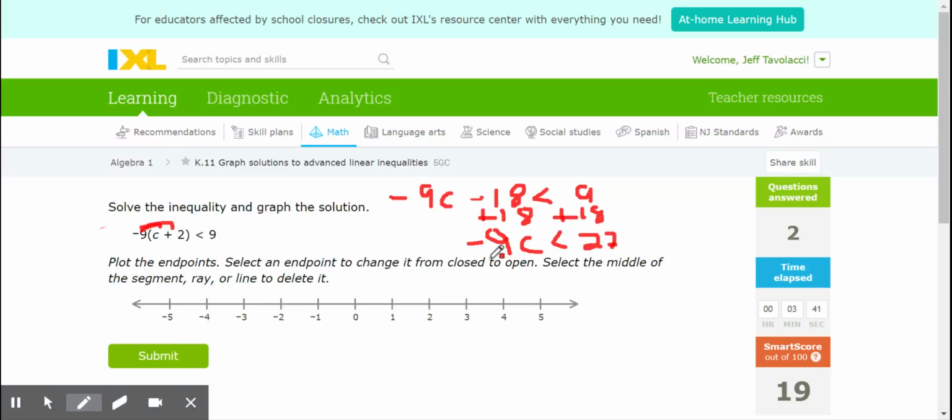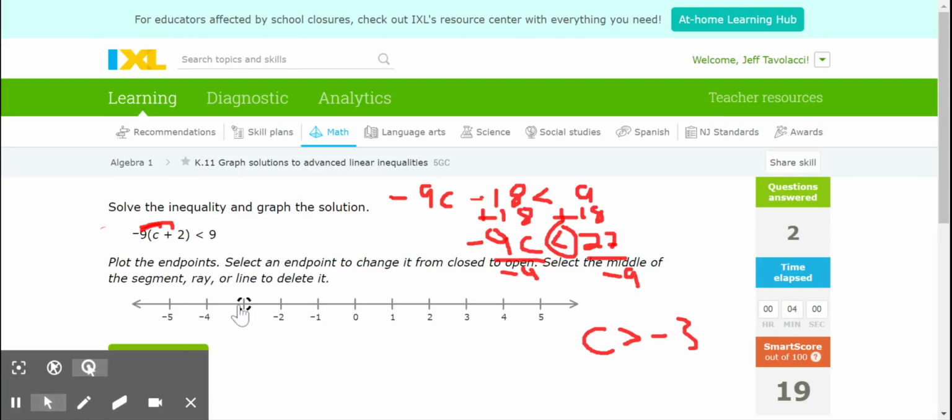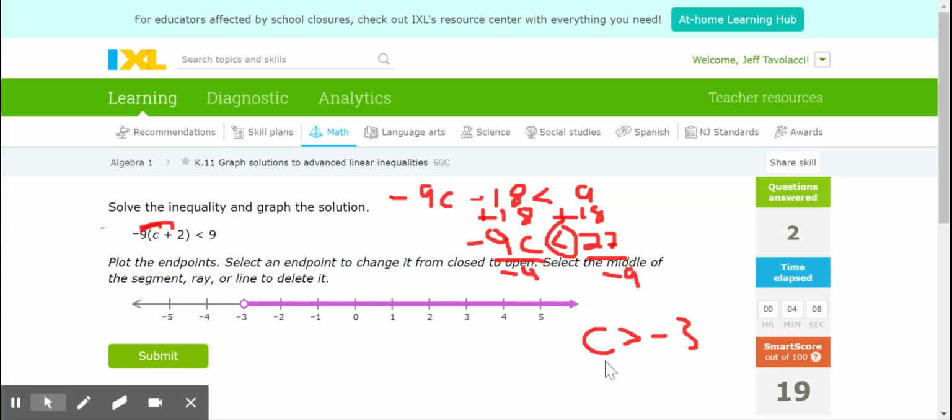Now at this point, I'm dividing by a negative 9. So once I've divided by a negative value, this inequality has to flip. So it goes from less than to greater than. And 27 divided by negative 9 is negative 3. So negative 3 is my boundary. I do not want that location, so I'm going to hit it again to keep it open. And I'm going to drag all the way out to every value that is greater than negative 3.